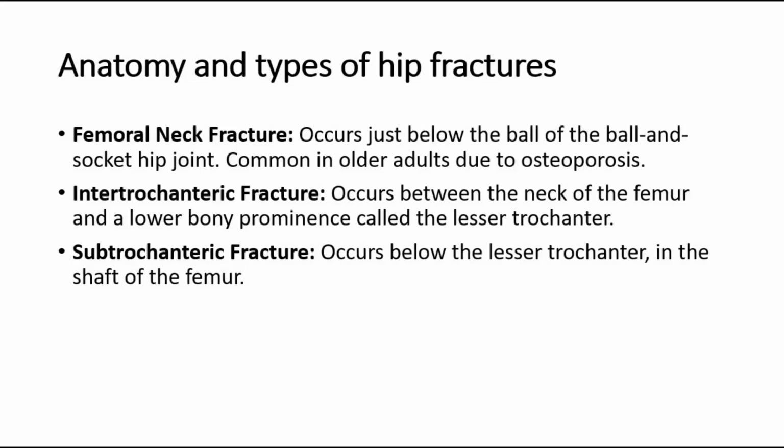There are 3 different types of hip fractures, according to their site of fracture. Femoral neck fracture occurs just below the ball of the ball and socket hip joint. Common in older adults due to osteoporosis. Intertrochanteric fracture occurs between the neck of the femur and a lower bony prominence called the lesser trochanter. And subtrochanteric fracture occurs below the lesser trochanter, in the shaft of the femur.